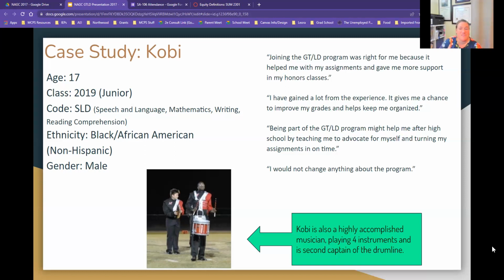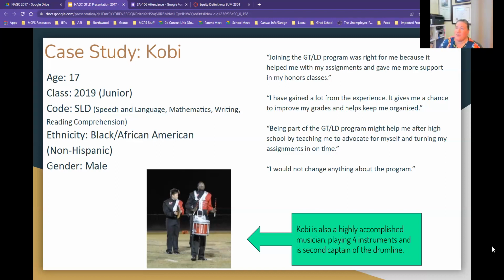We also talked about some non-traditional characteristics of gifted kids. Kobe was an amazing leader. This picture is from his junior year. By his senior year, he was captain of the drum line when we won, I believe that was the year we won state titles for the drum line. And Kobe was the captain or co-captain of the group. Oh, there we go, second captain. He was first captain his senior year, and he played 4 instruments.